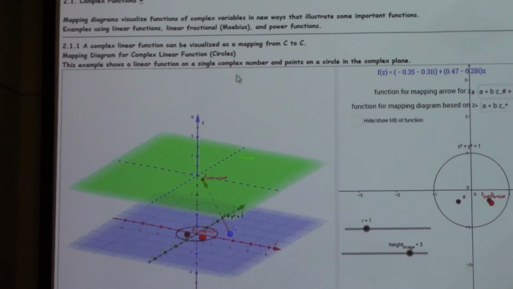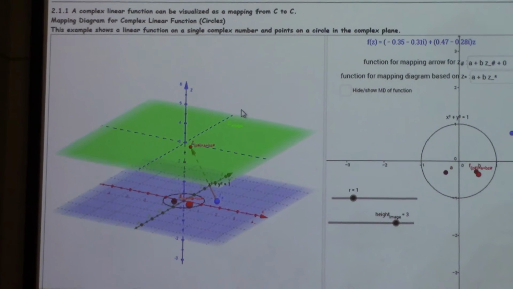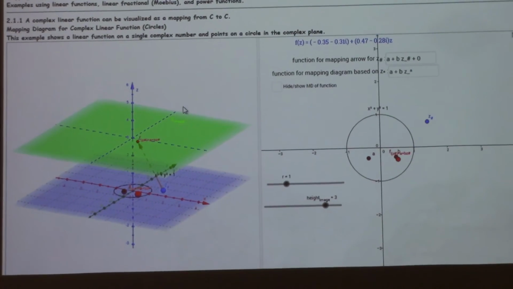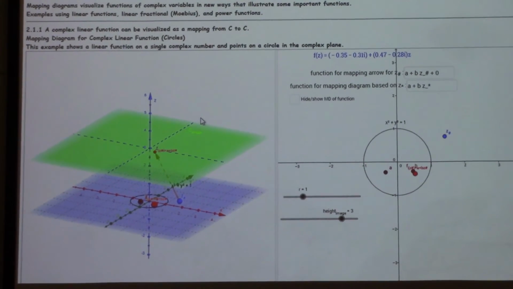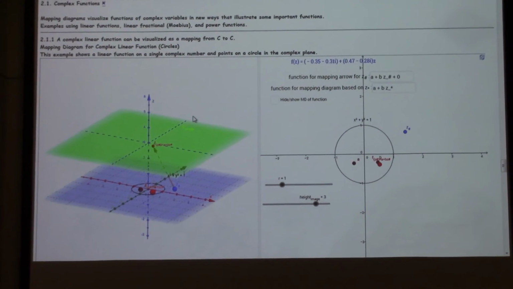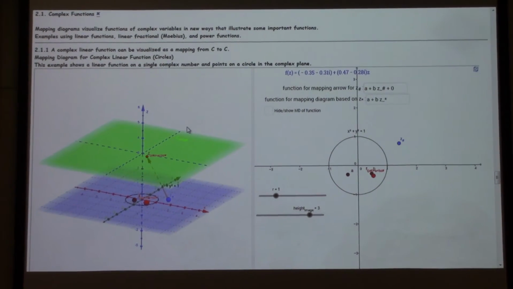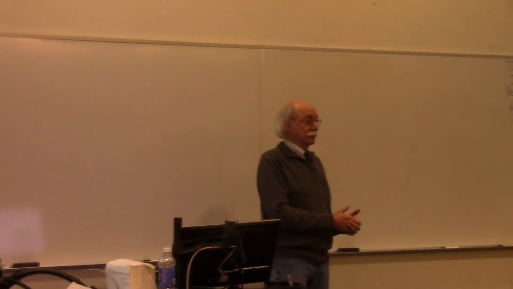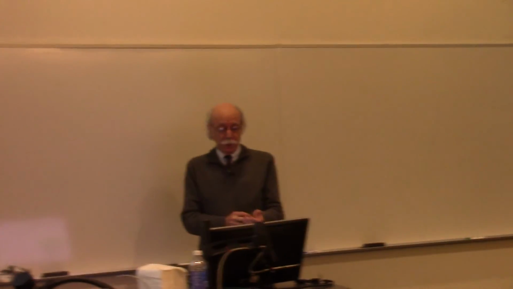I want to say just a word about complex functions. I've got about 2 minutes on the clock here. Just a word or two about complex functions and mapping diagrams of complex functions. A very simple complex function is a linear function that takes a complex number, multiplies it by another complex number, and adds a complex number. Very simple linear complex function.